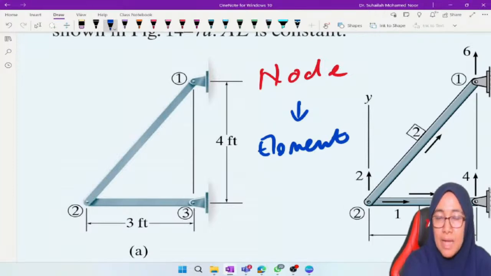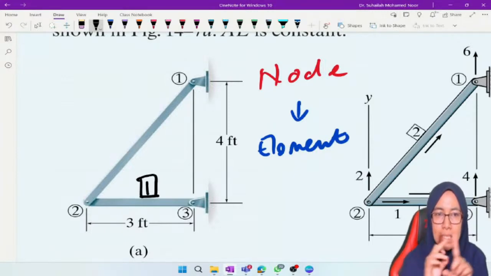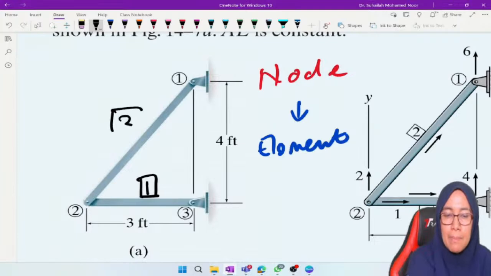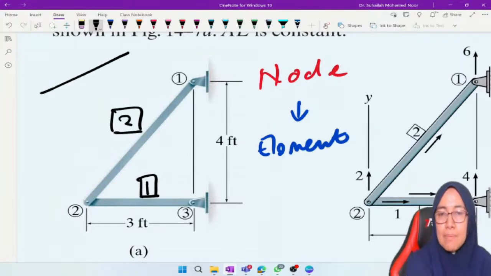Looking into diagram A, we have node number 1, node number 2, node number 3. So we just need to label the elements. If the element number is not given, we have to put the element name. We put the number of the element under the box. So element number 1, element number 2. Remember, one element we get from two nodes.